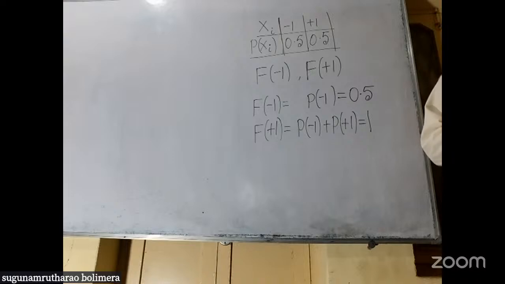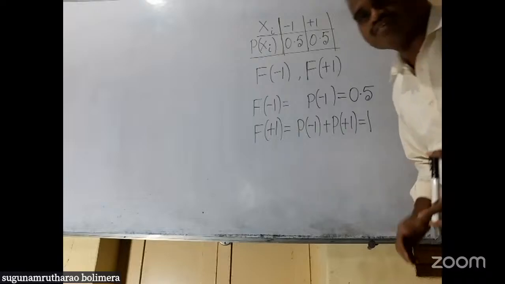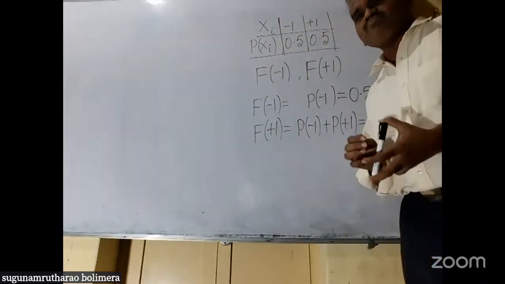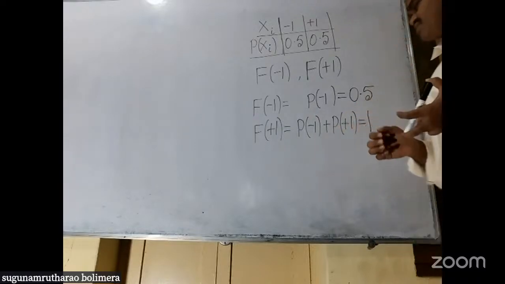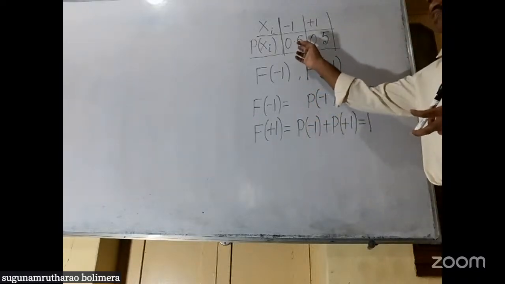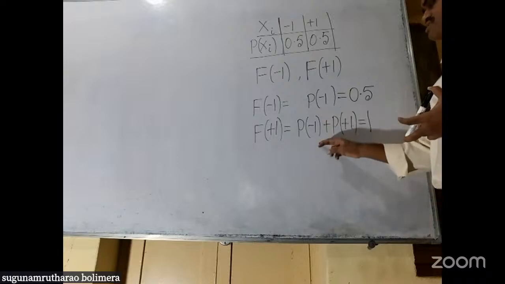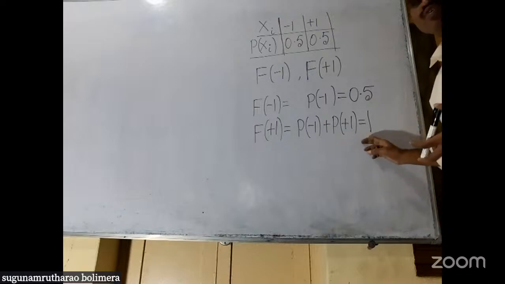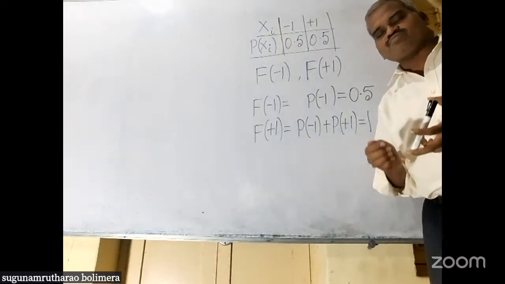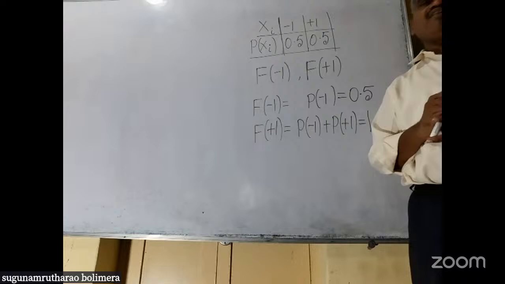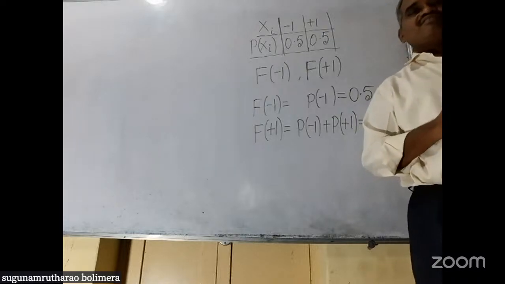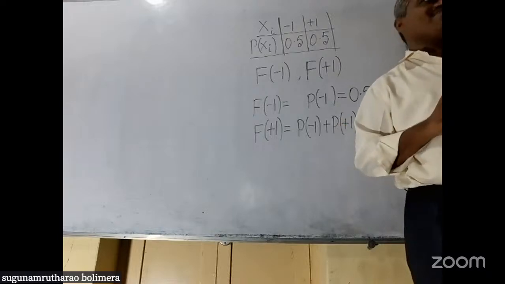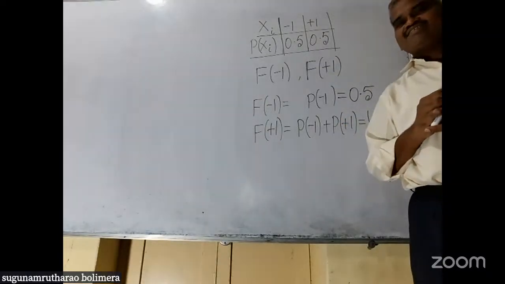This was asked in the examination once. It is your luck. What, sir? 0.7. Who said 0.7? Minus 1 is 0.5 plus another plus 1 is 0.5. 0.5 plus 0.5 is 1. Why are you writing 0.7? I said it is very simple. By seeing it, you can say the answer. Again, writing such kind of answers.